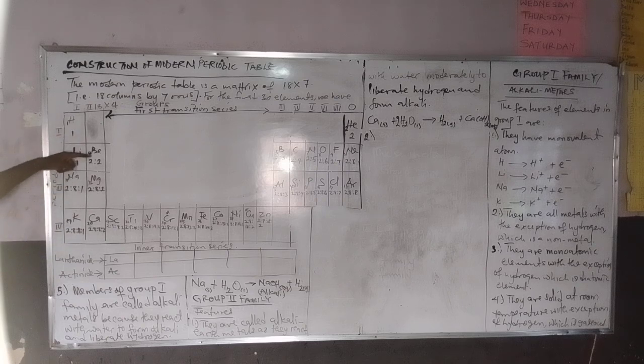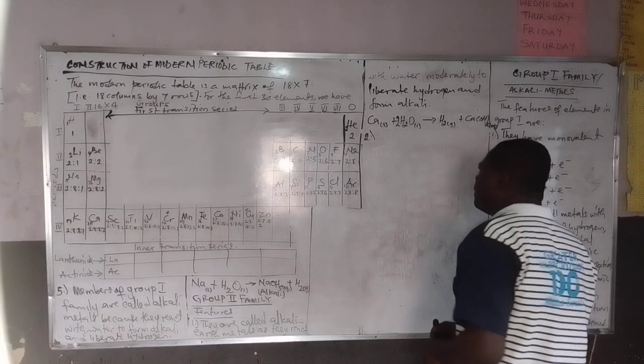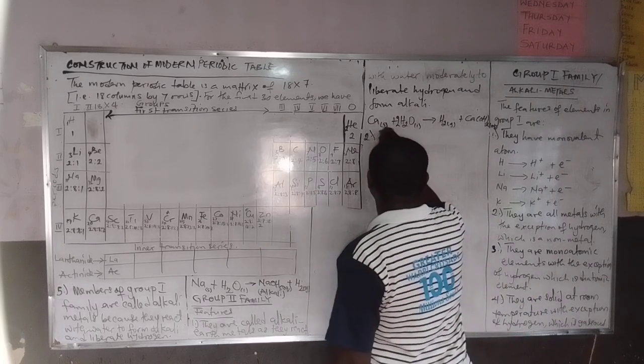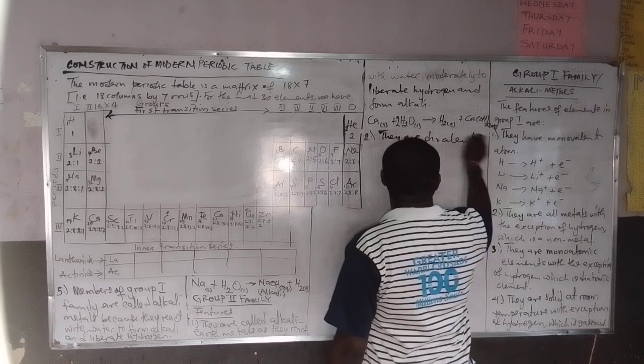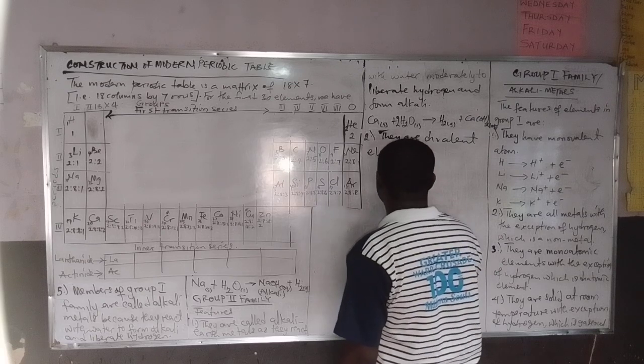Then group 2 elements, beryllium, magnesium, calcium: beryllium is 2:2, it ends in 2. That's why it's in group 2. Then magnesium is 2:8:2, it ends in 2. Calcium is 2:8:8:2, it ends in 2. That is why it's in group 2. I said that in the previous video, so I'm not bothering to talk about that again. Another thing to know about them is that they are divalent elements. They have 2 valency.